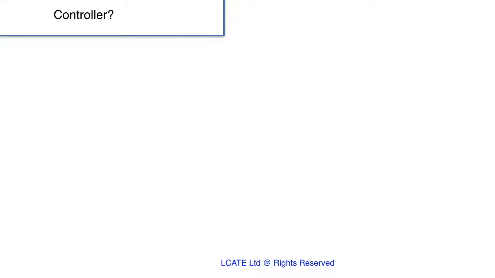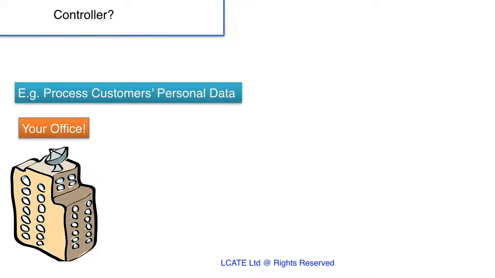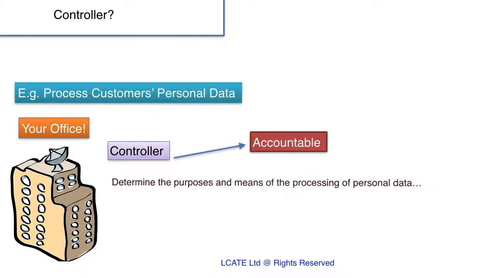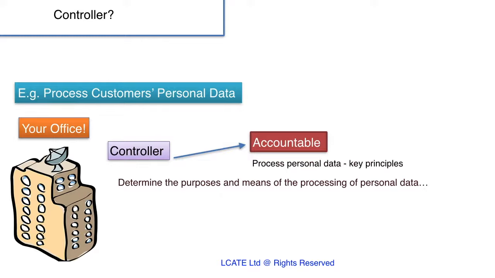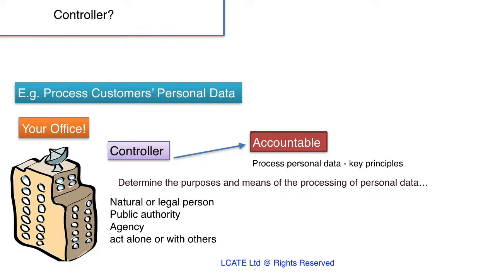So what do we mean by controller? So this is your office, and it's a lovely one too, and you process your customers' personal data. As far as the GDPR is concerned, you are accountable because you determine the purposes and means of processing the personal data of your customers. You need to make sure that you process the personal data in line with the key principles. A controller can be a natural person or legal person, a public authority, agency that can act alone or with others jointly.